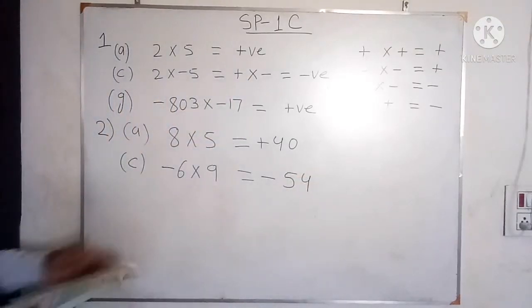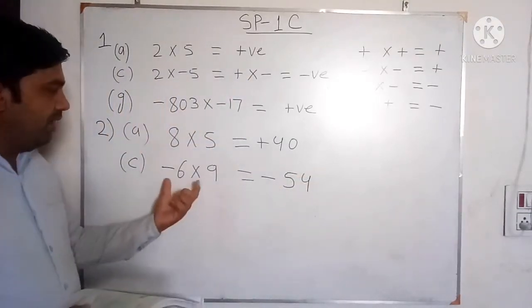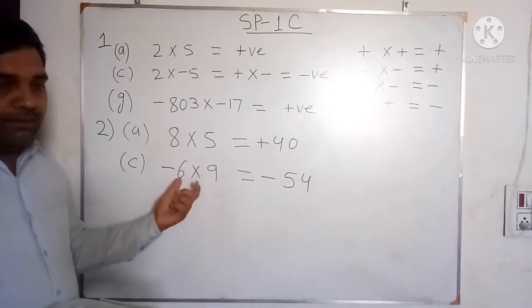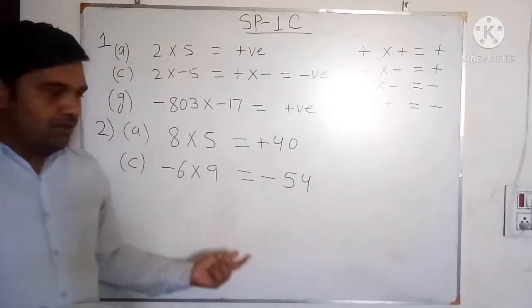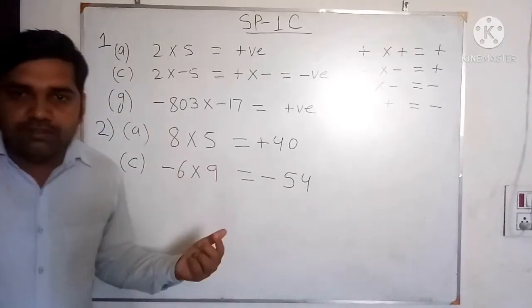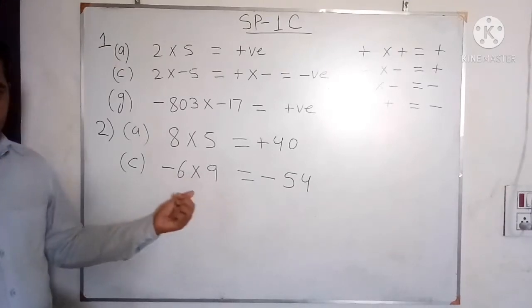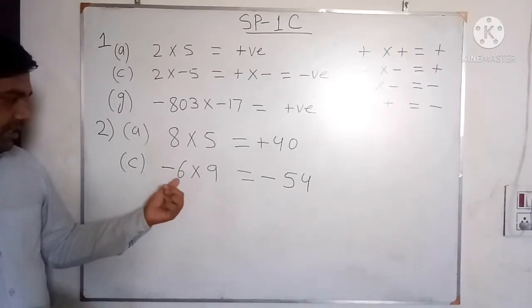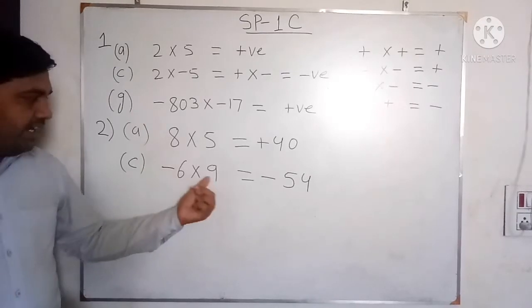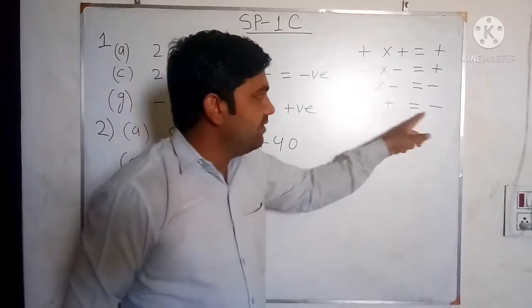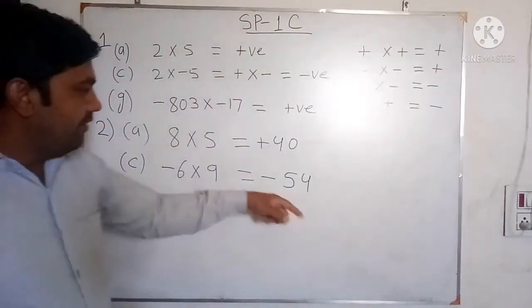Like this we have to do the multiplication of the integers. First we multiply the signs of the integers, and after that we multiply the integers. Here we multiplied the signs of these two integers 6 and 9. The sign of 6 is minus and the sign of 9 is plus. Minus multiplied plus gives minus, and 6 9s are 54.